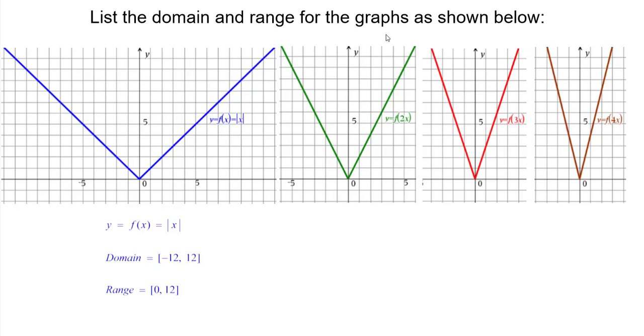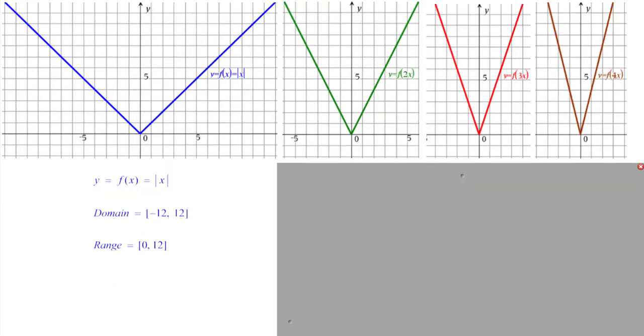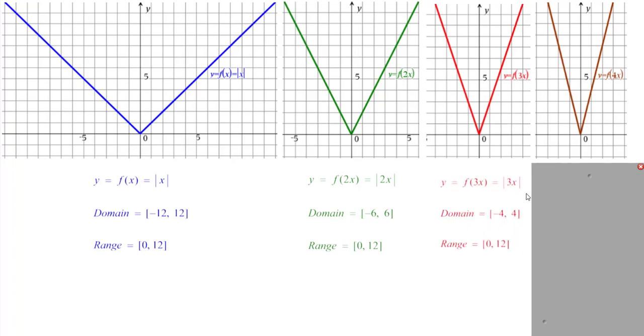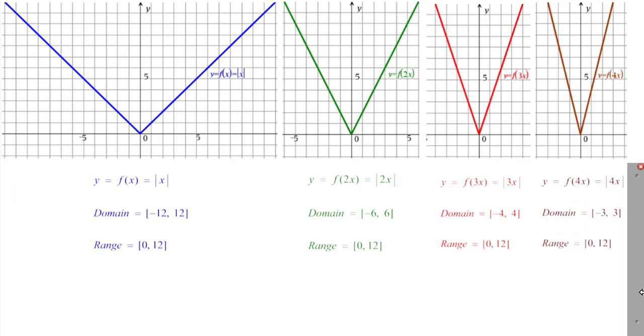So I'd like you to list the domain and range for the graph shown here. Press pause as needed, and then resume when you're ready. So look at the answers here. The domain for the green one, y equals absolute 2x, is from -6 to 6 inclusive. The range is still the same as it was before. For y equals absolute 3x, the domain is only from -4 to 4 inclusive. Range is still from 0 to 12. And for y equals absolute 4x, domain -3 to 3 inclusive, still the range is the same.